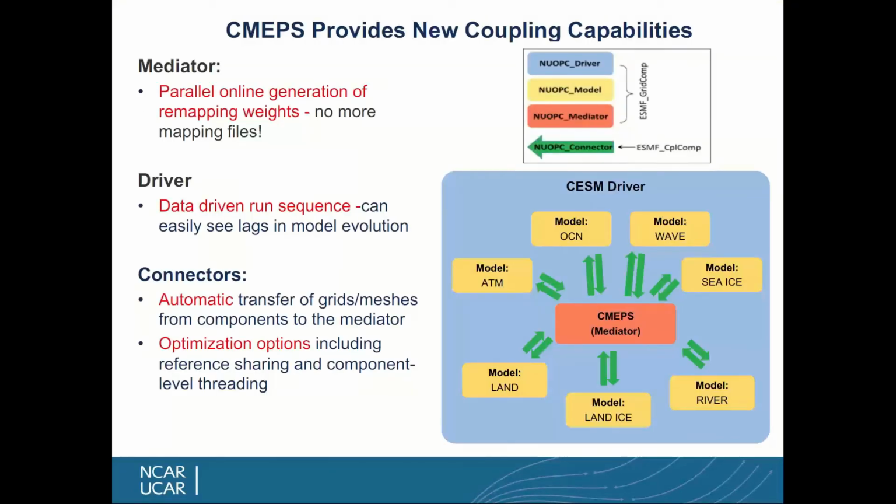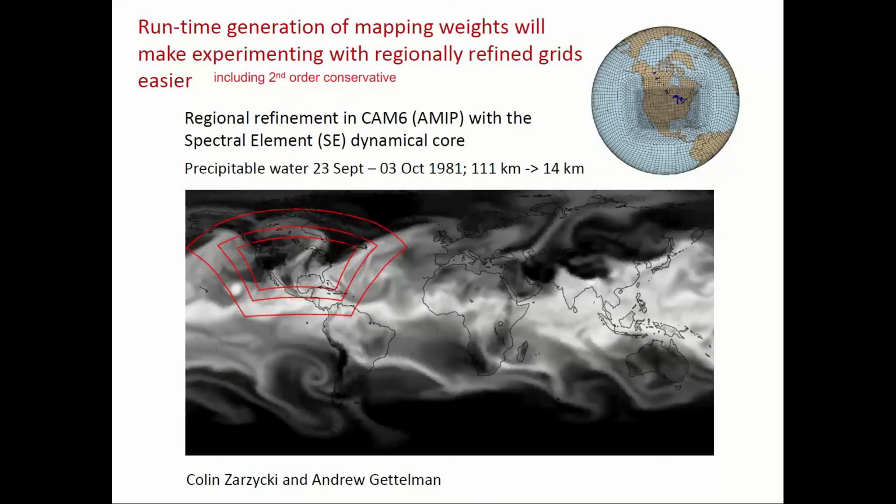So what are the benefits of CMEPS? This is going to be really fast. Okay, so NUOPC introduces components: a mediator, a driver, and connectors. The key point is that connectors are automatically generated for you, and as with coupler 7, you actually had to physically construct them in code. Here, they are automatically generated. And the run sequence is a runtime sequence. So one of the things about CMEPS is that it does runtime generation of mapping weights.